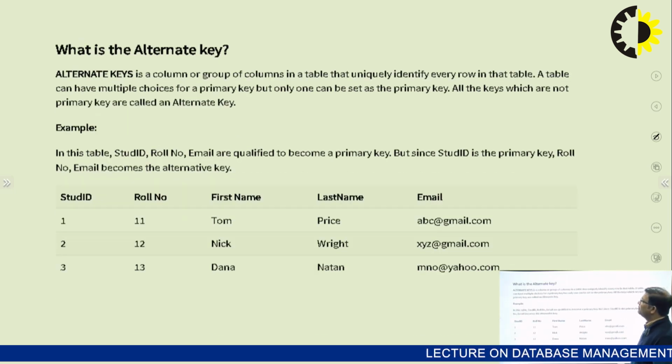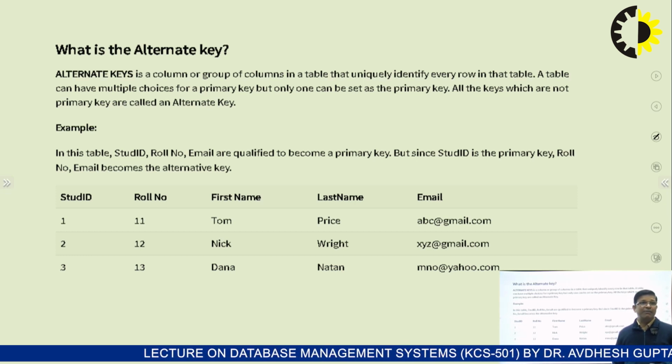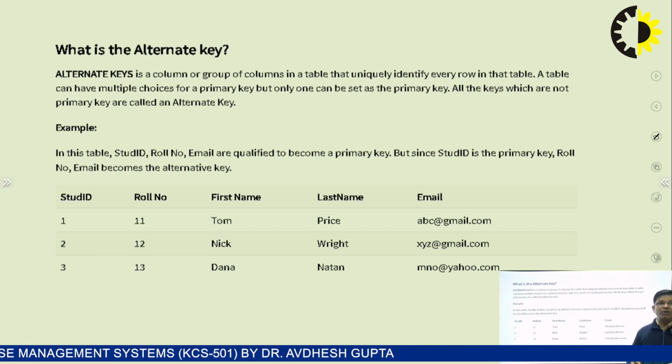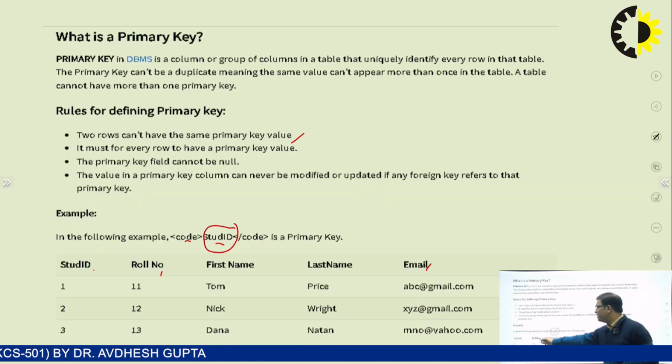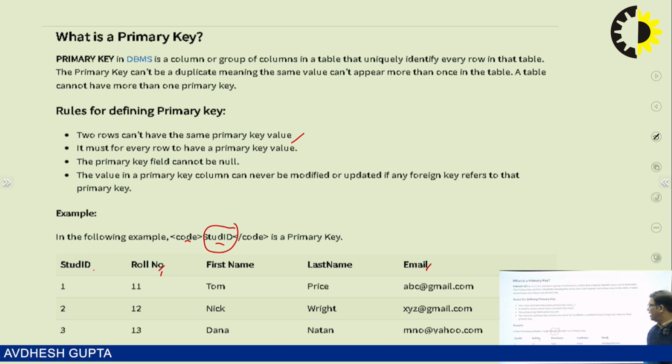What is the alternate key? It is a column or group of columns in a table that uniquely identifies every row in a table. A table can have multiple choices for a primary key, but only one can be set as the primary key. All the keys which are not the primary key are called alternate keys. So in this example, if we are keeping roll number as the primary key, then student ID and email ID are alternate keys.